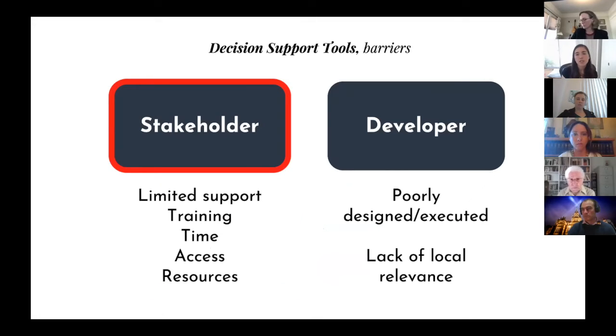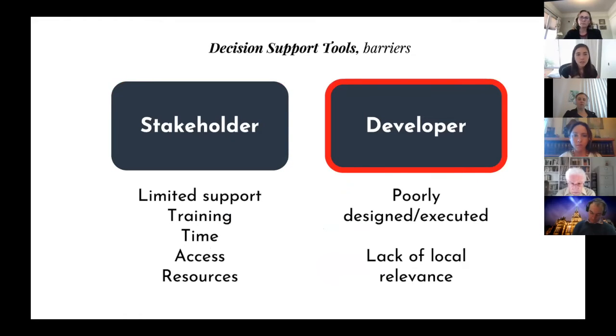Despite their immense potential, decision support tools often fall short for a number of reasons. From the perspective of the stakeholder, this may be from lack of user support, training, the amount of time they have available, access to decision support tools that may be behind a firewall, or the resources to even engage. If we take a look from the developer's perspective, they may also exhibit poor design and or execution and deployment, or they also may not be locally relevant, thus limiting their usefulness for local policymaking.